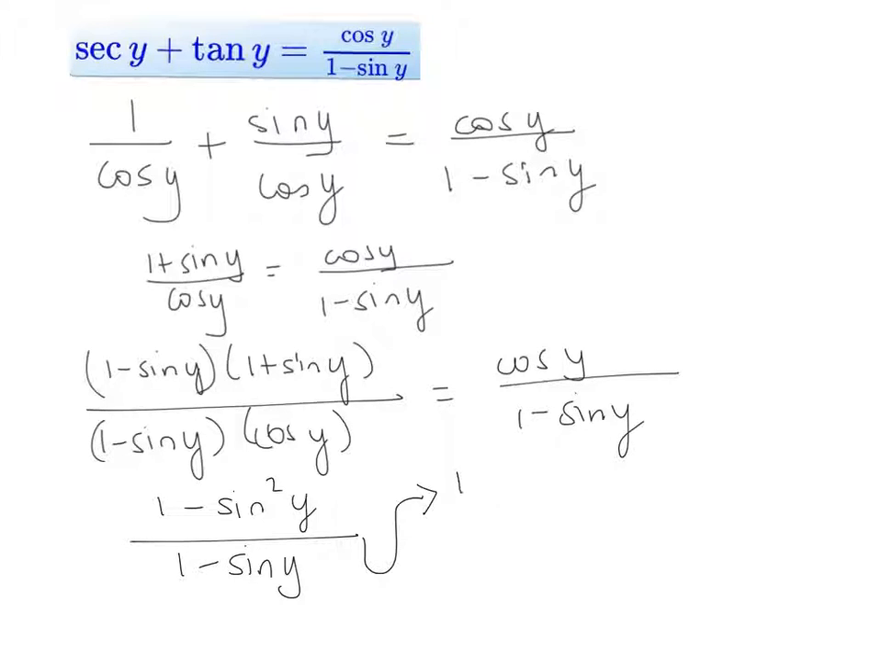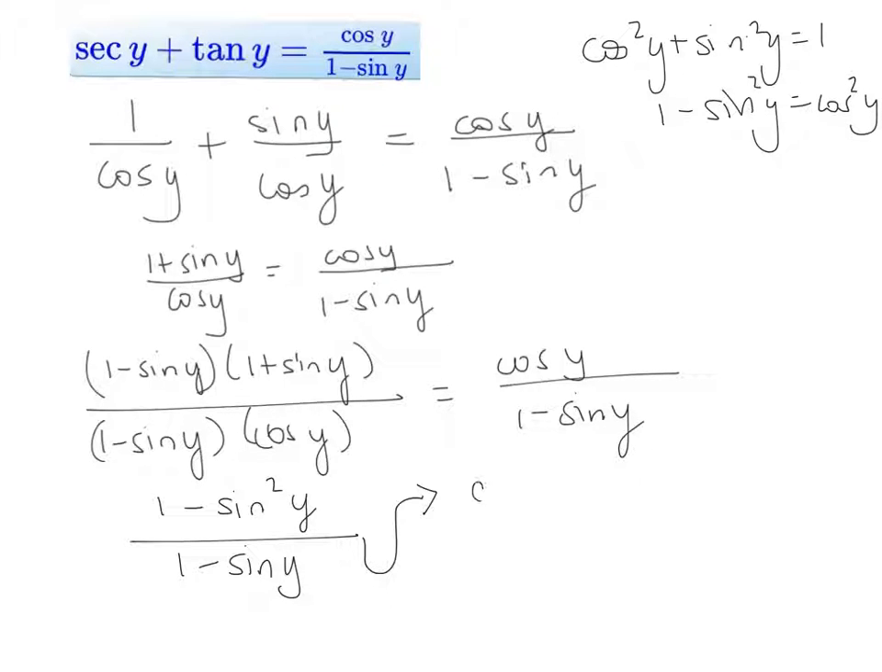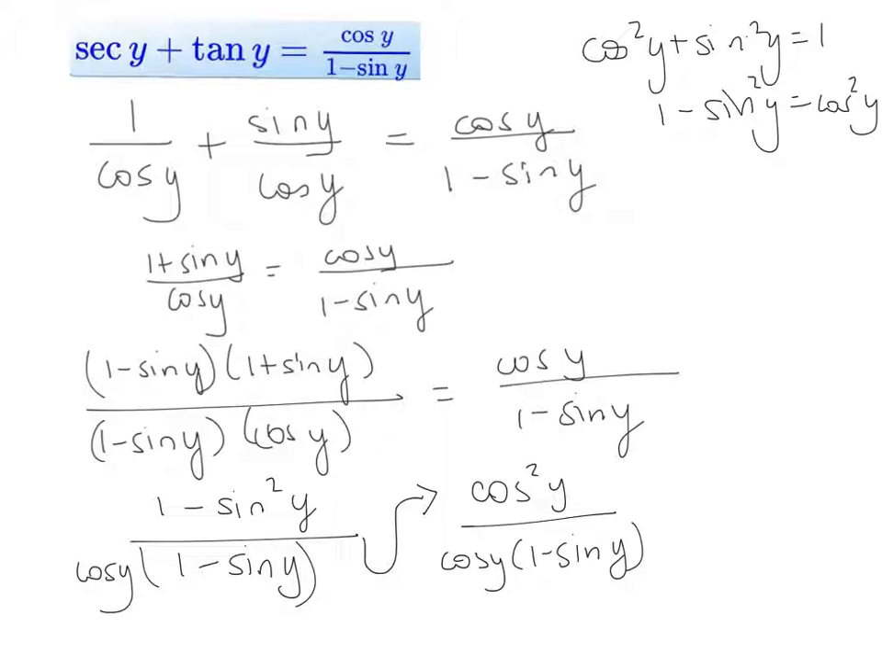I'm not going to write that again. I'm just going to realize that if cosine squared y plus sine squared y is equal to 1, then 1 minus sine squared y is equal to cosine squared y. So I'm going to change that to cosine squared y, and I had forgotten a cosine y on that denominator, but I'm going to go to cosine squared y over cosine y times 1 minus sine y, and I'm basically done because cosine squared on the top becomes cosine, the denominator cancels out, so that equals cosine y over 1 minus sine y.